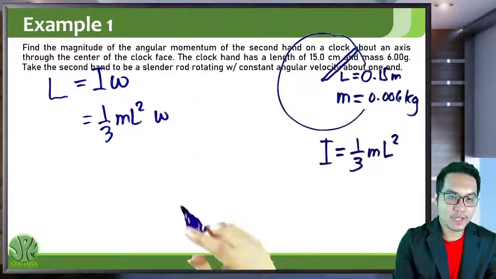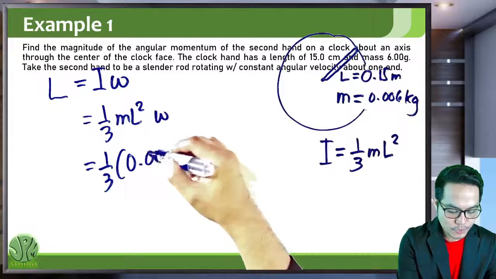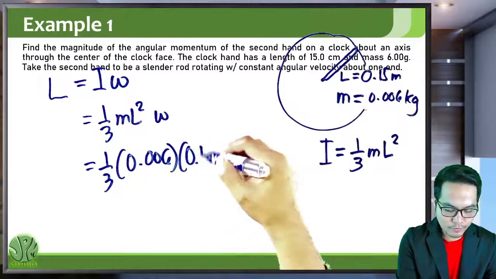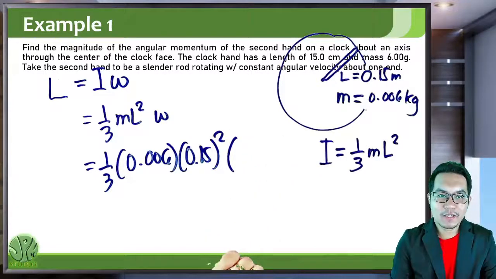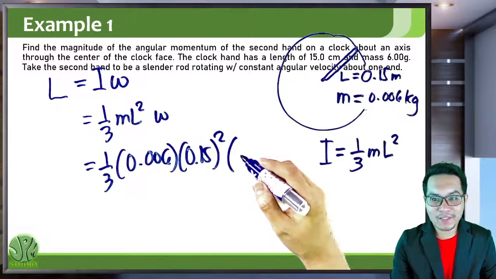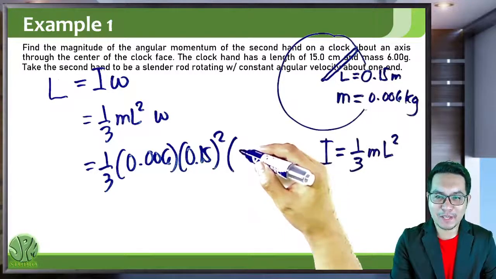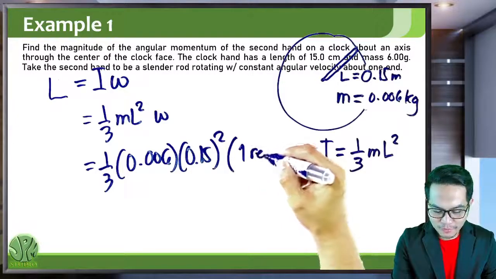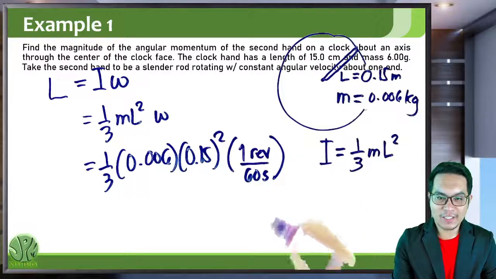Then you have omega. So you have 1/3, the mass is 0.006, and the length is 0.15, squared. What is the angular velocity of the second hand of the clock? Can you guess? It's actually fixed. All second hands of all clocks have the same angular velocity. It's 1 revolution per 60 seconds.